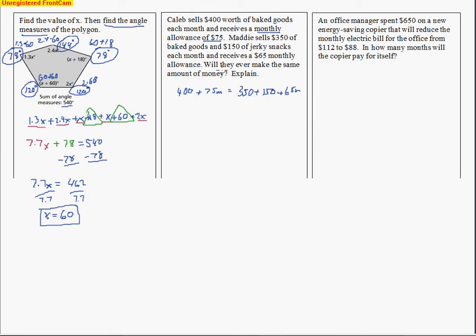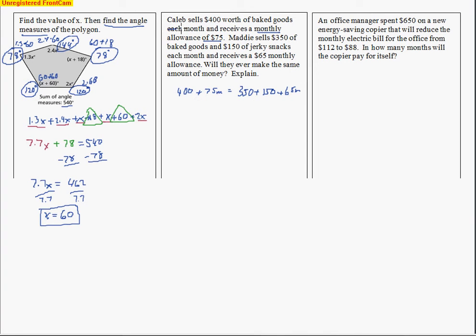Now, will they ever make the same amount of money? Explain. So we're going to find out if they will or not. Now, in this problem, they do say sells $400 worth of baked goods each month. So that sounds like, well, I got to have the variable there as well. They didn't mean for that to happen. I should have crossed this part out. Maybe I'll go ahead and do that in this case here.